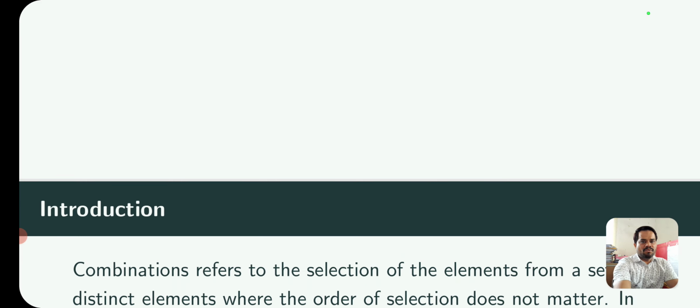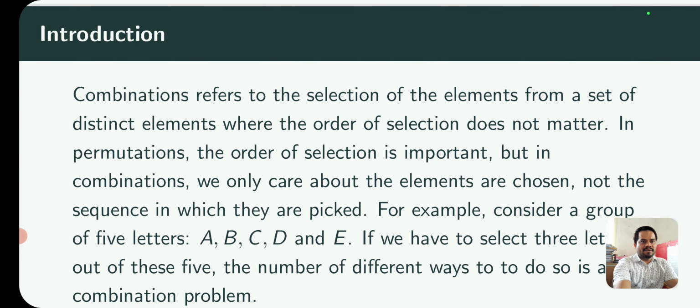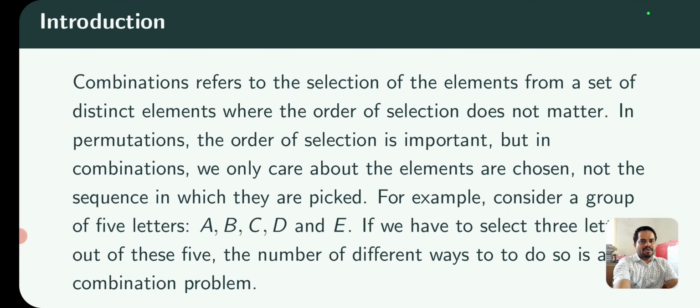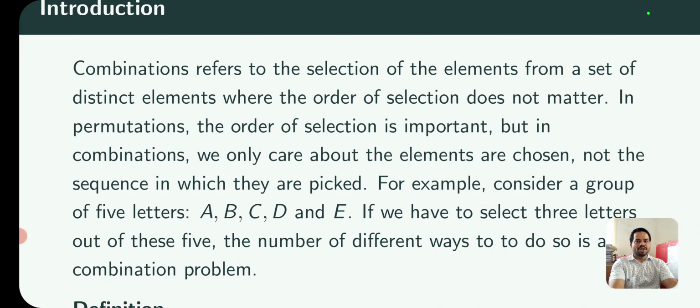Until now we have been discussing permutation. The combination refers to the selection of elements from a set of distinct elements where the order of selection does not matter. But in permutation, we have already discussed how the order of the elements matters. Let us see an example of how combination differs from permutation.